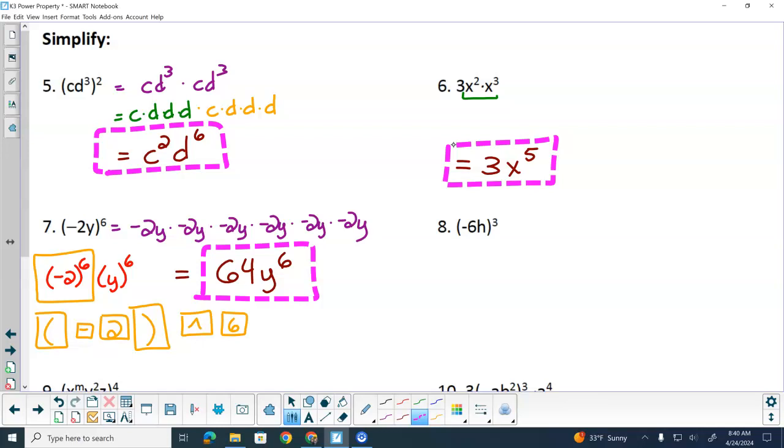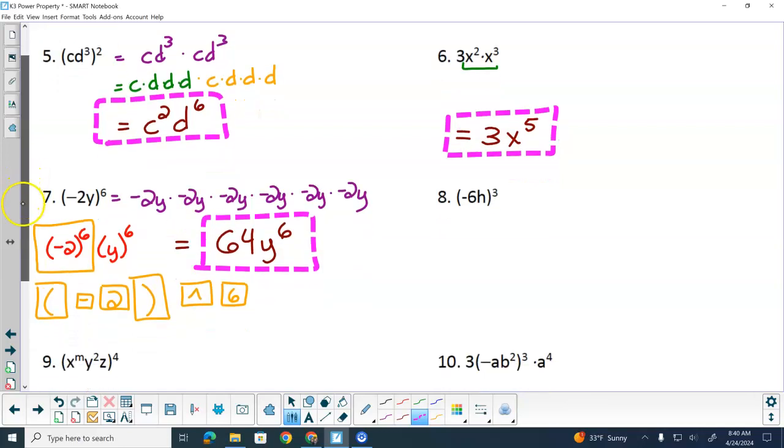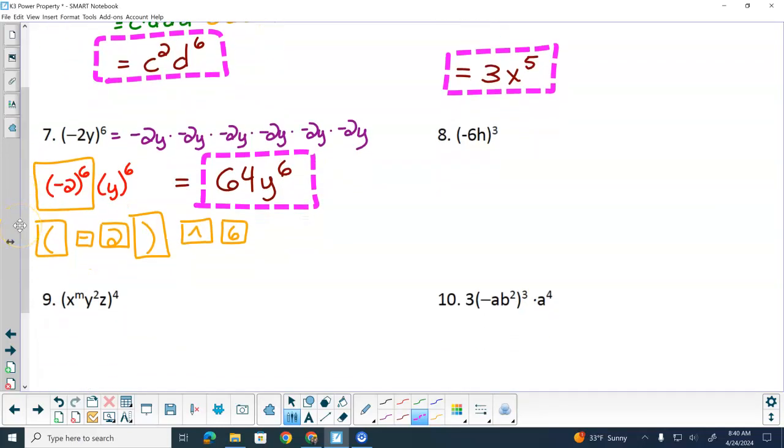Yes on number 6. That was the easy one. Okay? That was from yesterday. I shouldn't say easy. That one was from yesterday. Okay? Then, number 8. So if I follow this logic over here, I can totally write this out, and that's fine. But I could go negative 6 to the third power and h to the third power.